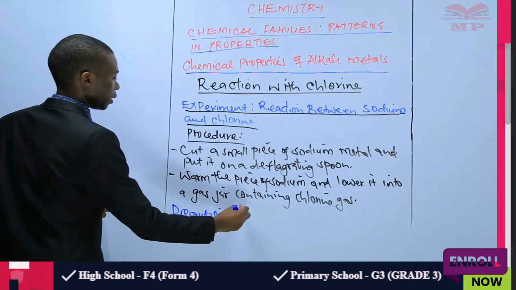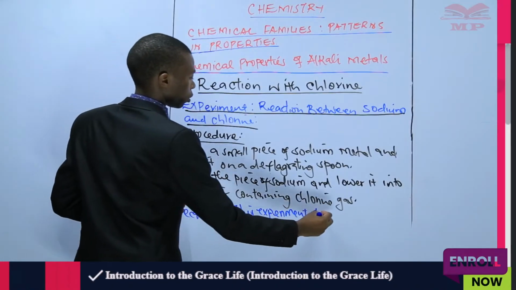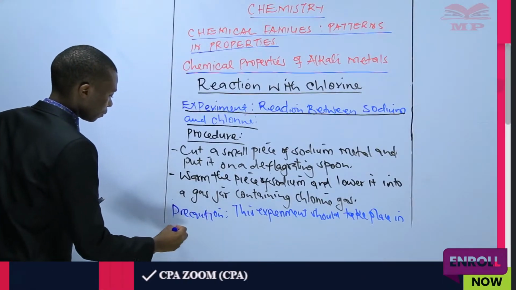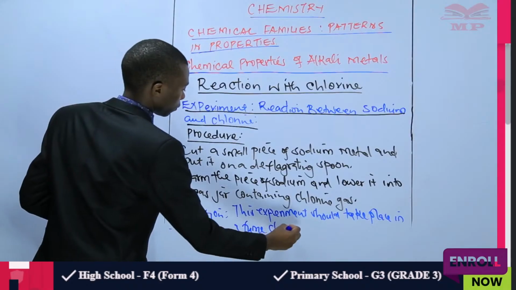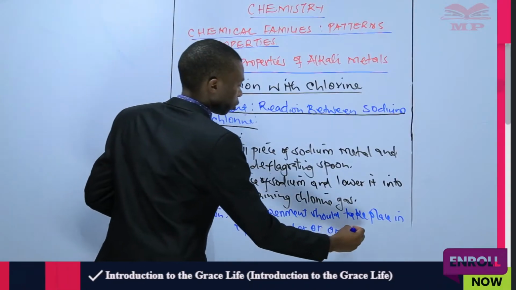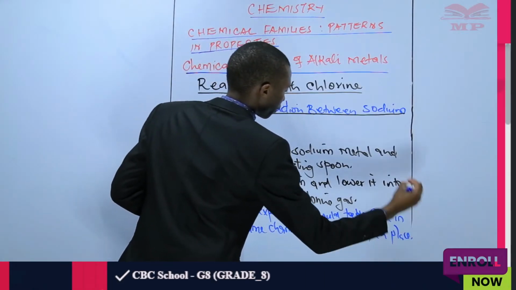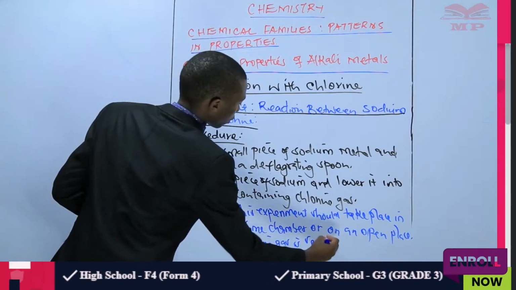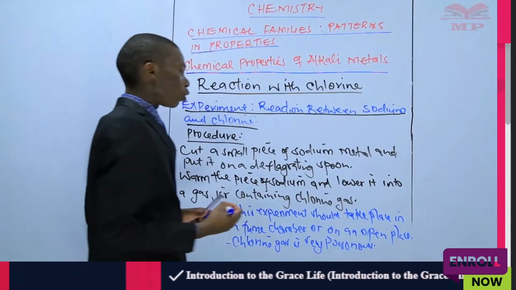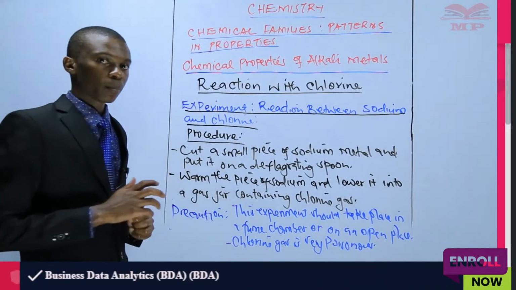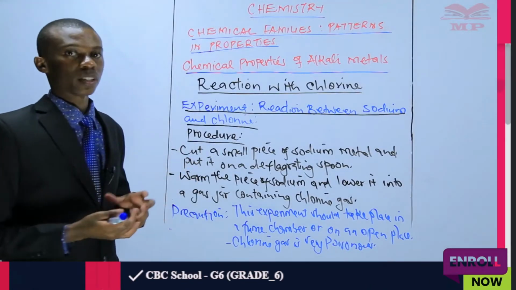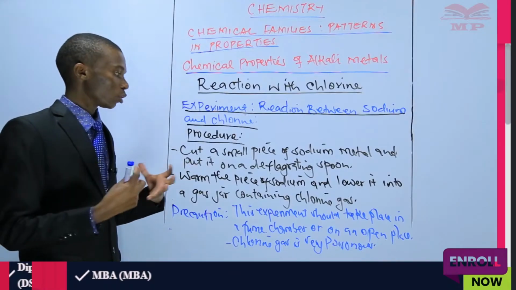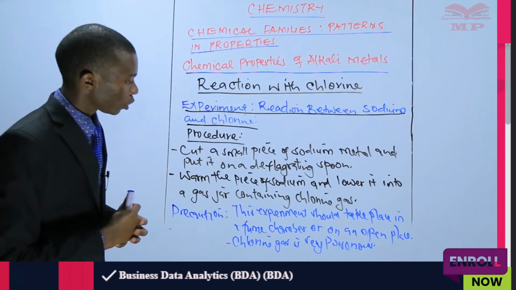This experiment should take place in a fume chamber or in an open place. The reason is chlorine gas is very poisonous. Chlorine is a poisonous gas, and therefore this experiment should take place in a fume chamber or in an open place. Remember, this chlorine can affect your respiratory system, and therefore you should not come into contact with it. So carry out the experiment in a fume chamber.